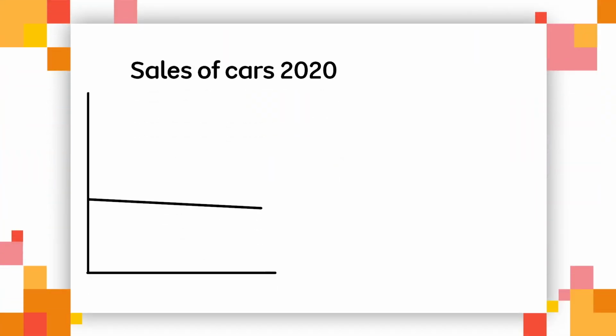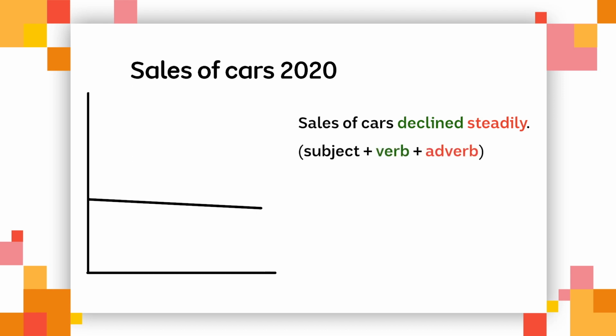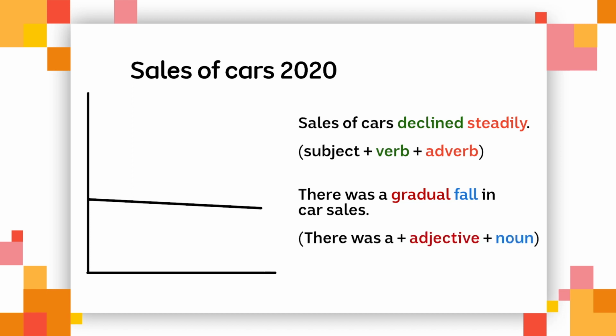Now you can make even more sentences by combining these words, which is excellent. Don't forget to recall our mini chants. What sentences did you come up with? Here's what I came up with. Sales of cars decline steadily. This sentence uses the subject, verb, adverb combination. There was a gradual fall in car sales. This sentence uses the there was a, adjective, noun structure.